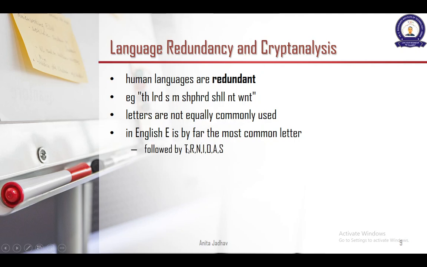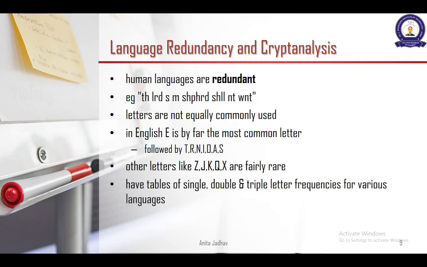So E is normally followed by T or R or N or I, O, S. So this is the advantage to us, that people have already studied this or already done the research for us, and they are giving us that you can go ahead with this. So other letters, for example, Z, J, K, Q, X are fairly rare.